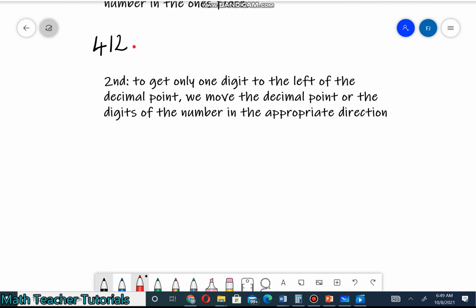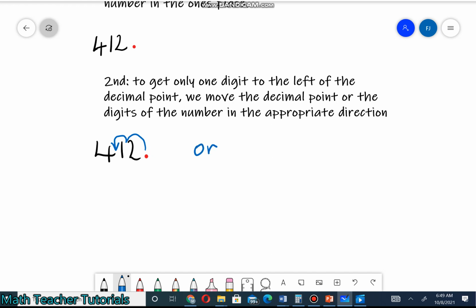In doing this, we will get 412, and remember our decimal point is here. So when we move the decimal point, in order to get only one digit to the left of the decimal point, we must move the decimal point to the right, as we currently have 3 digits to the left of the decimal point. So that will give 1, that's one step, and 2, which means our decimal point will end up here.